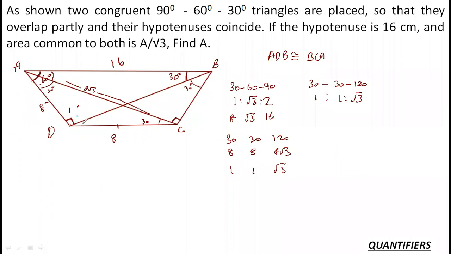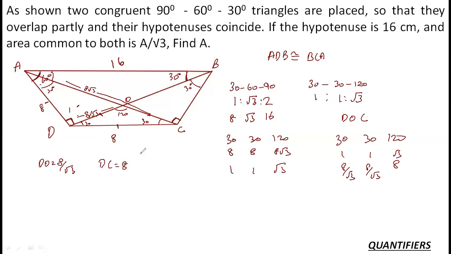Then I know this is 30, this is 30, this is 120. I can also find this length and this length, right? Again, if I apply 30, 30, 120 on triangle DOC, in front of 120 I have 8. So the ratio is 1 is to 1 is to root 3, so it would be 8 by root 3, and this would also be 8 by root 3. So DO is 8 by root 3. Your DC is 8. Your OC is 8 by root 3.